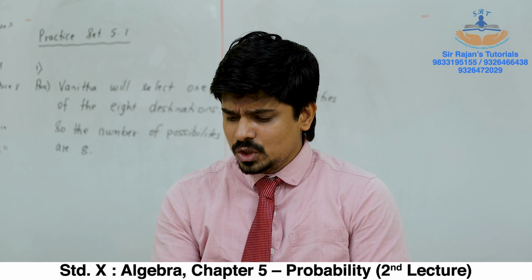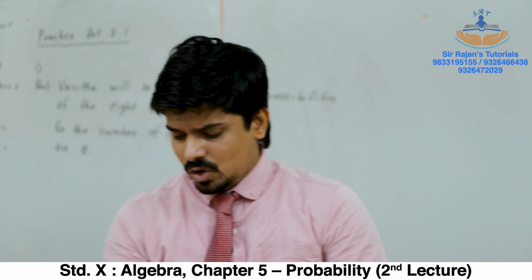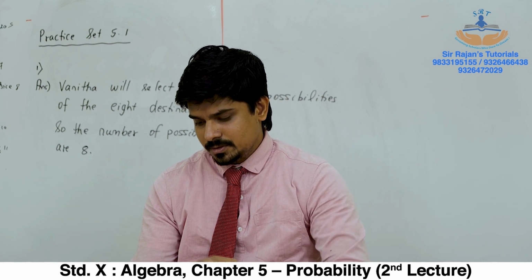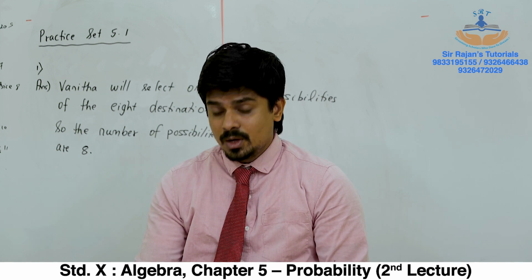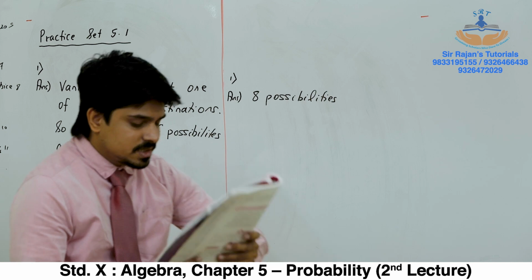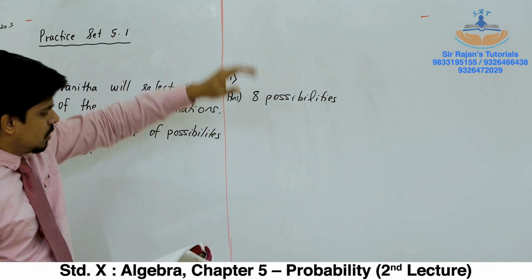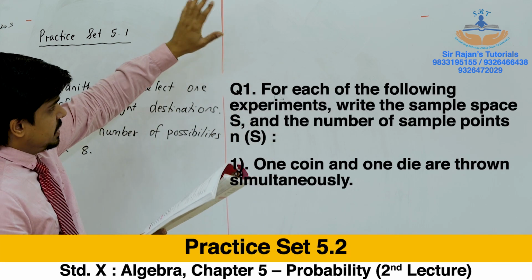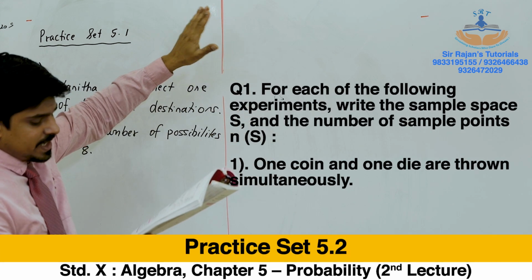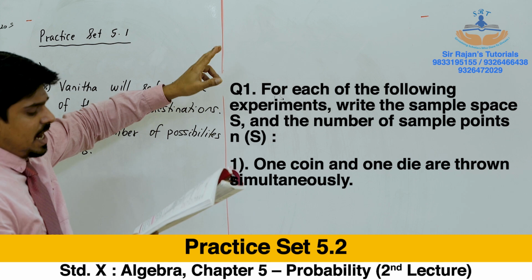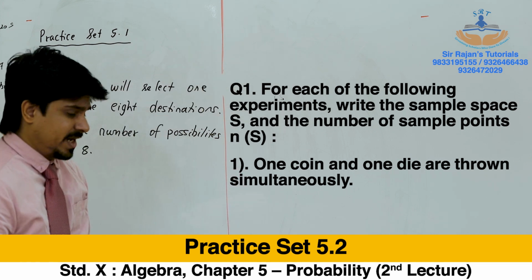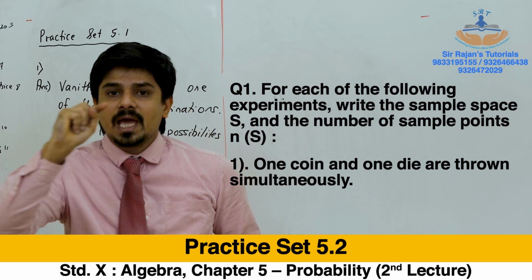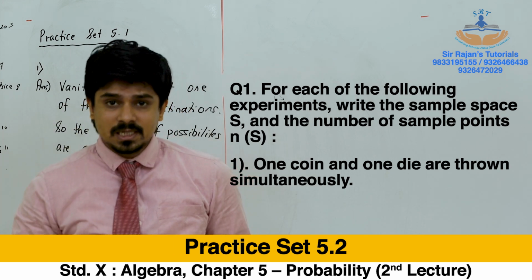Practice set 5.2. It is there on page number 117, bottom of the page. Practice set 5.2. Okay, look at the first question which is put up over here. For each of the following experiments, write the sample space S and number of sample points. Means what do I have to write here? I have to write the sample space and the number of elements in the sample space.